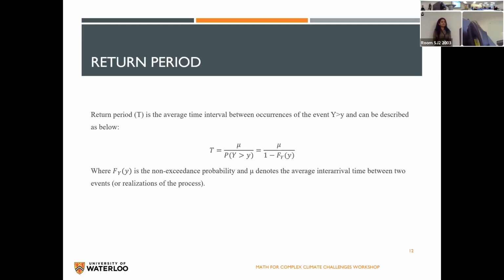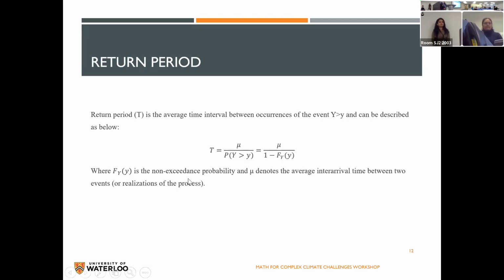Usually in flood analysis, the major term that we use is return period. I know most of you might be aware of this term, but it is the average time interval between occurrences of an event greater than a value, and is described by this equation. It is based on the exceedance probability of an event, and it is the average time interval between the occurrences of exceedance of that event.